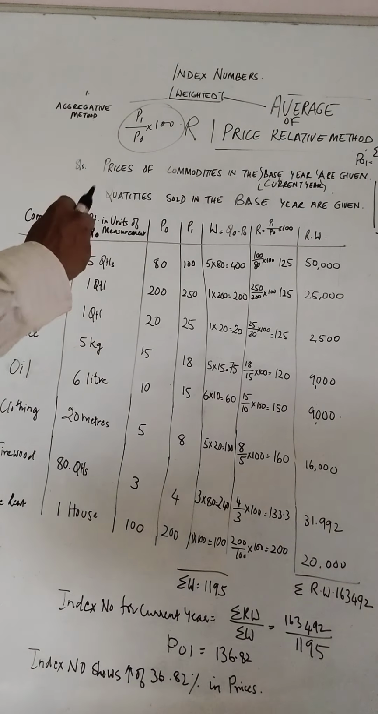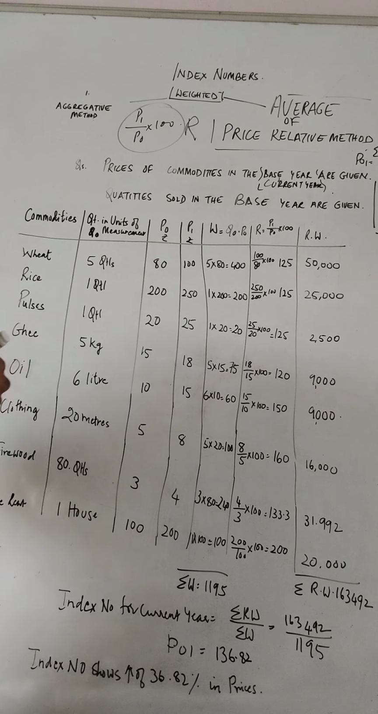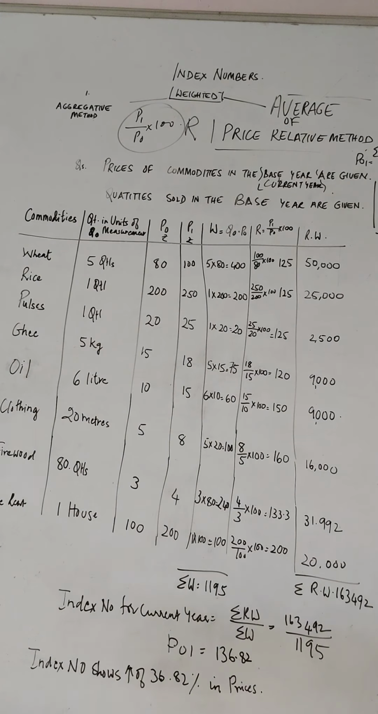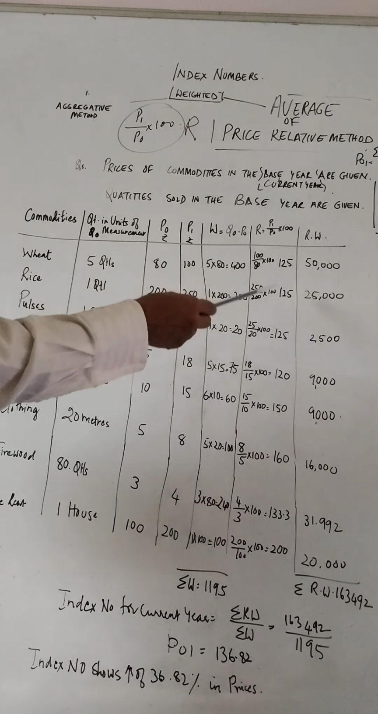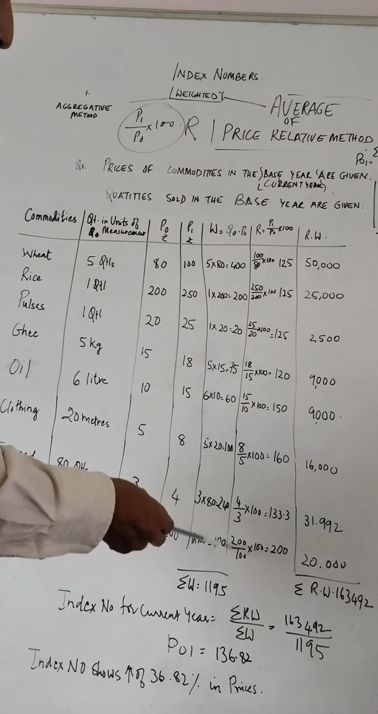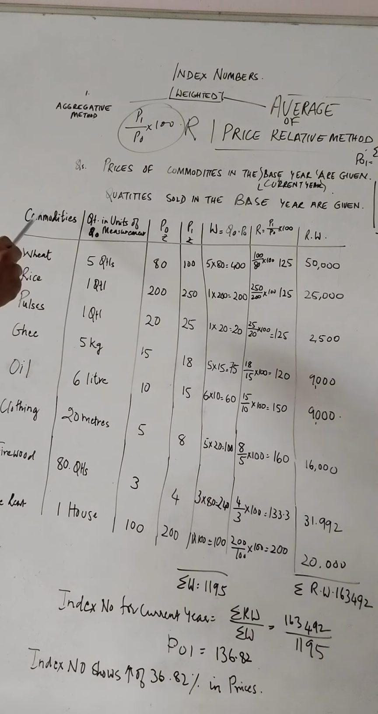All of this, P1 and P0, what is this? Prices. Now prices are in terms of rupees, right? So you're getting a value, and you know what the importance is here. So these are the values in terms of money.